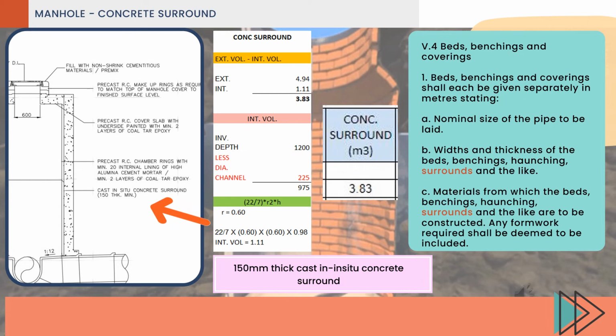The clause that related is V.4.1. Beds, benchings, and coverings shall each be given separately in meters, stating nominal size of the pipe to be laid, width and thickness of the beds, benchings, housings, surrounds, and the like. Materials from which the beds, benchings, housings, surrounds, and the like are to be constructed. Any formwork required shall be deemed to be included.